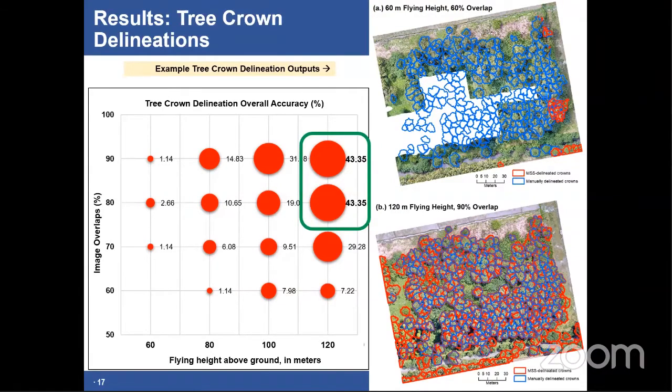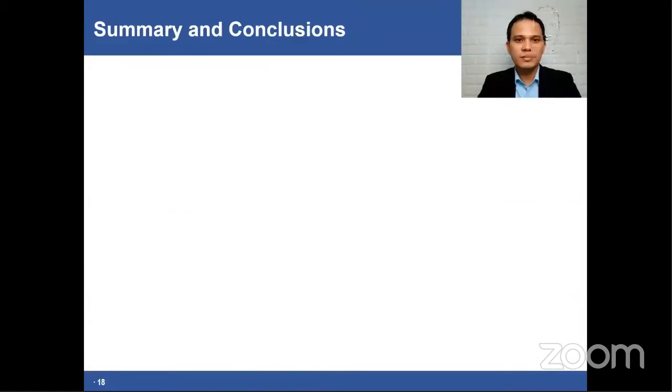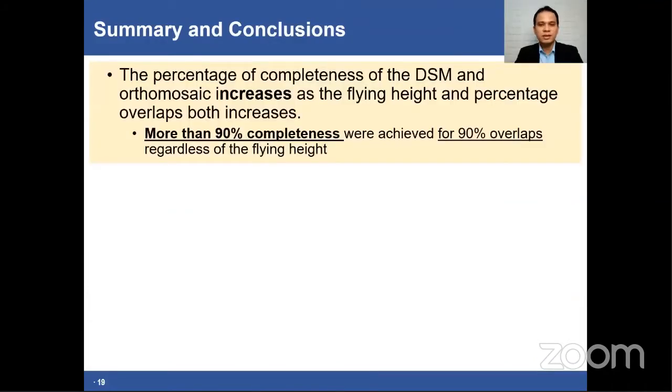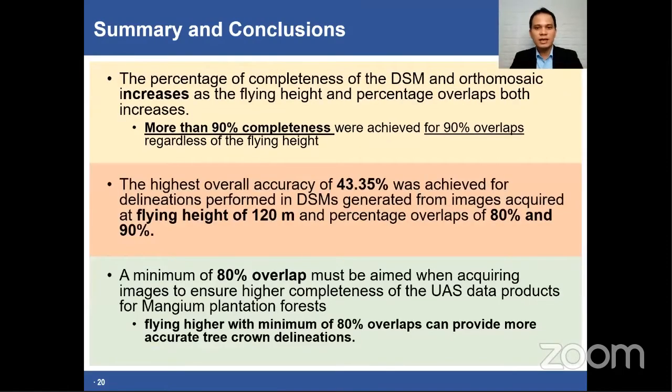In summary, major results showed that the percentage of completeness of the DSM and ortho mosaic increases as the altitude and percentage overlaps both increase. For tree crown delineation, the highest overall accuracy of 43.35% was achieved for delineations performed in DSMs generated from images acquired at a flying height of 120 meters and 80% and 90% image overlaps, while obtaining a 43.35% highest overall accuracy in tree crown delineation is not impressive.